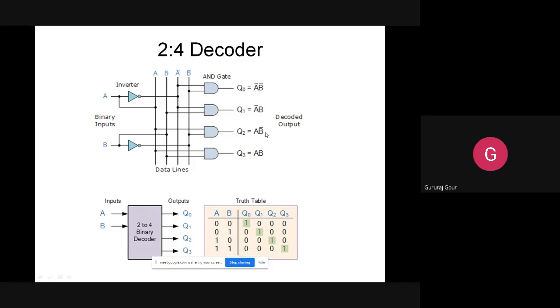The basic logic circuit is very simple. Based on the K map, we can get these logical equations. We need two inverters and four AND gates, and if you connect them like this, we'll get the 2 to 4 decoder. That is the basic 2 to 4 decoder logic circuit.